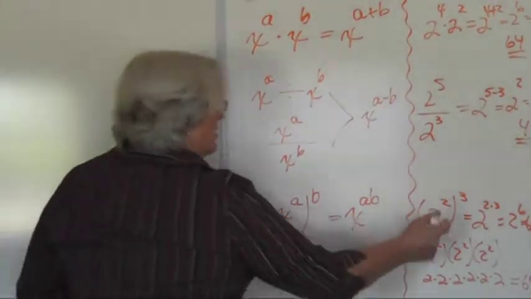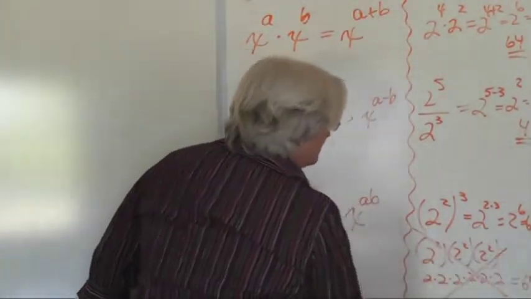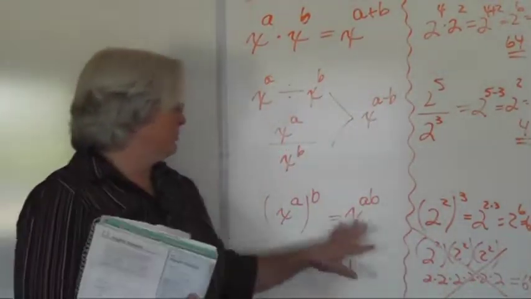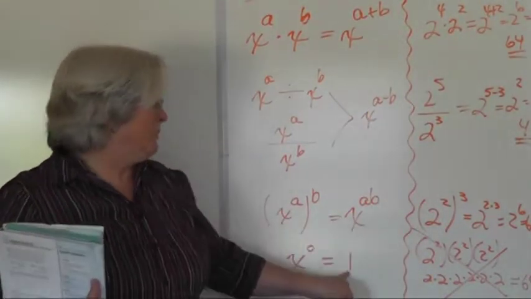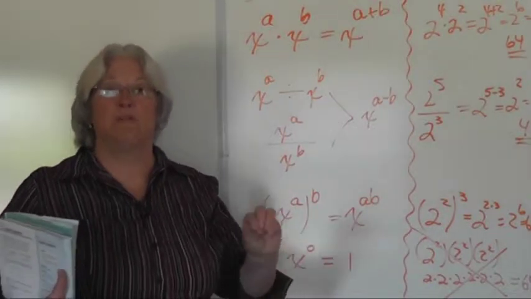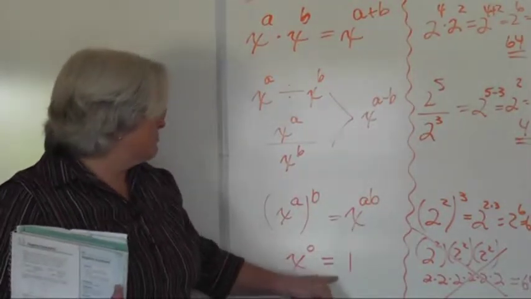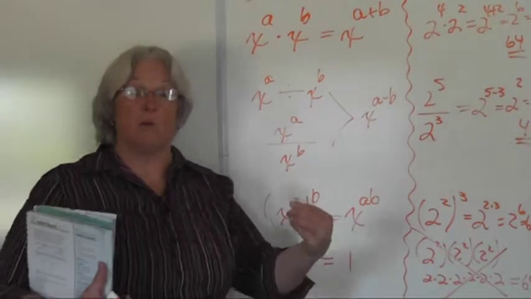Just use your power rule. And if you had 64 to the 0 power, what would the answer be? It would be 1. It doesn't matter what the value is. If it's raised to the 0 power, the answer is always going to be 1.